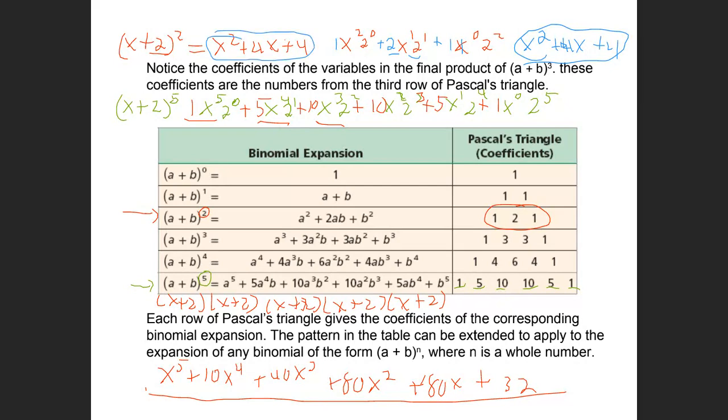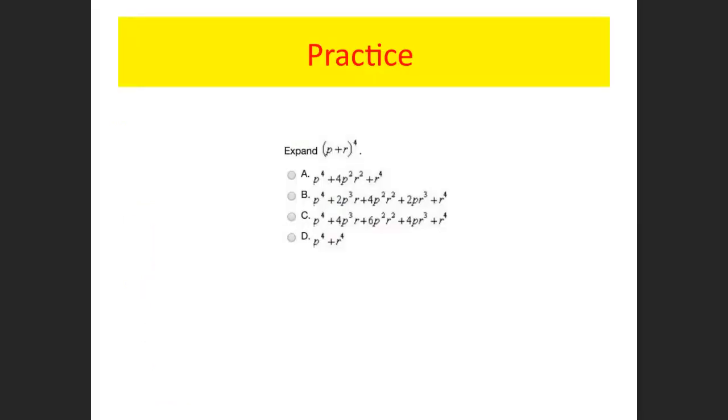I mean, if I just had something to the second power, I wouldn't do that. But if I had something to the fifth power, I'm not multiplying x plus 2 times x plus 2 times x plus 2 times x plus 2 times x plus 2. I'm using Pascal's triangle. And I'm just using the fact that the first term is always going to go down one exponent, and the second term is always going to go up one. It's really kind of cool. I mean, it really is. So let's try this problem here, p plus r to the fourth.